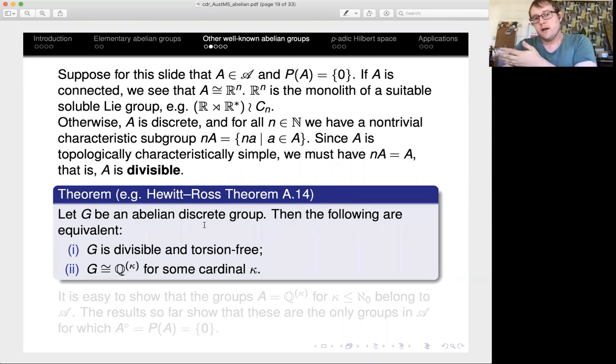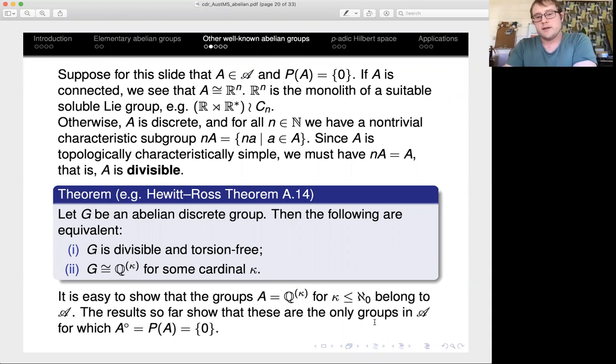And abelian divisible groups have been classified. The torsion-free ones are just direct sums of copies of the rational numbers under addition. So that's a standard classification we can appeal to. And then it's easy to see that these are characteristically simple.